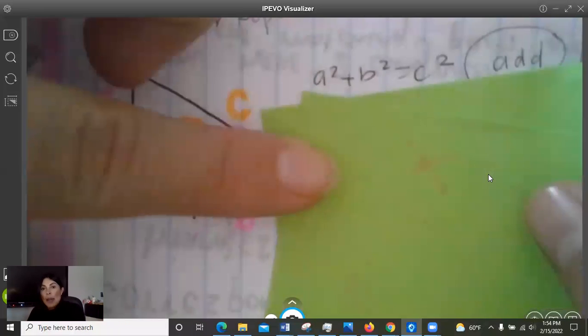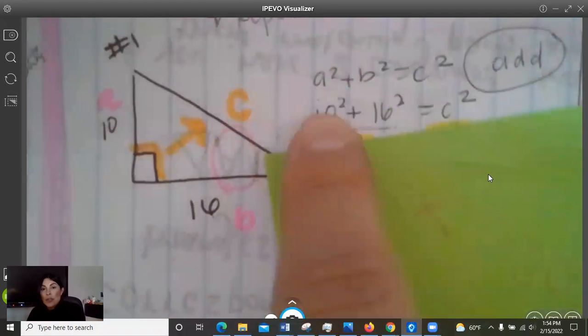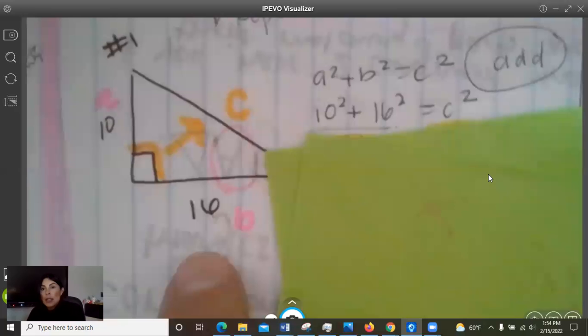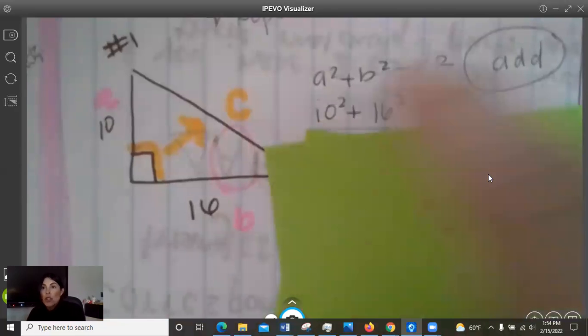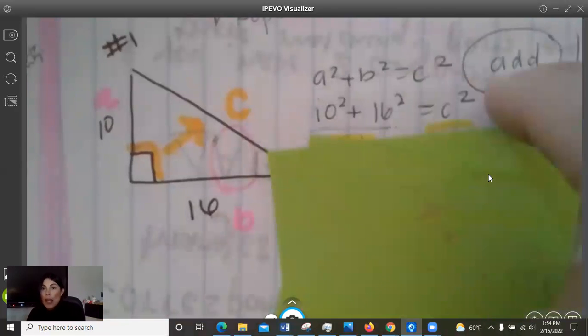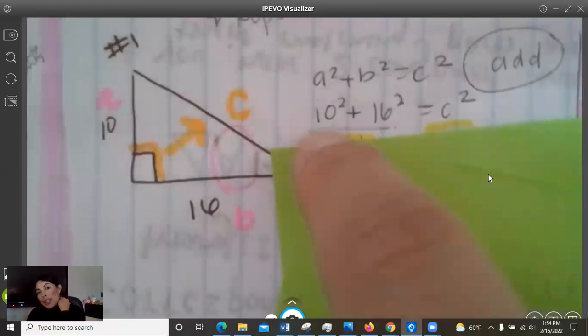A squared plus B squared equals C squared. And so my A is 10. So instead of writing A, I write the number, which is 10. B is 16, so I write 16. I don't know what C is. I can add 10 squared plus 16 squared. So for this problem, I'm going to add. And I'm going to add this in the calculator. That doesn't mean 10 times 2 or 10 double. That's 10 squared, meaning 10 times 10.